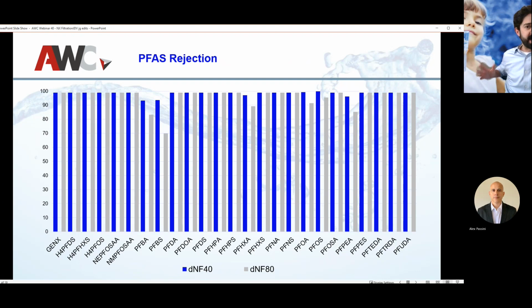The DNF40, so it's our tighter membrane, the 400 Dalton membrane, is the blue bars right there, and it's going to get on all of these greater than 90, greater than 95% rejection. The DNF80, which is a little bit looser, is really greater than 70%. Now, I should say that PFAS molecules, for the most part, are right around that molecular weight that is our 400 Dalton cutoff for the DNF40. But some are even tighter than that. But the way that our membranes are designed and the way that the membranes operate enable us to remove a great percentage of these molecules.